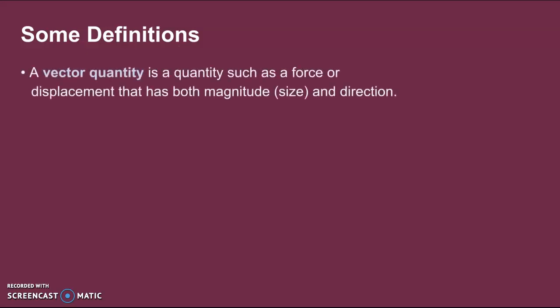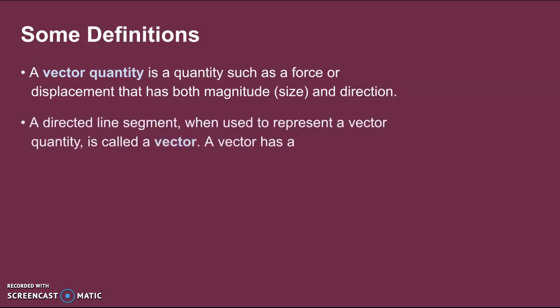First, some definitions. A vector quantity is a quantity such as a force or displacement that has both magnitude, which you can think of as size, and direction. A directed line segment, when used to represent a vector quantity, is called a vector. A vector has a head, which is at the point of the arrow, and a tail, which is at the other side of the directed line segment.